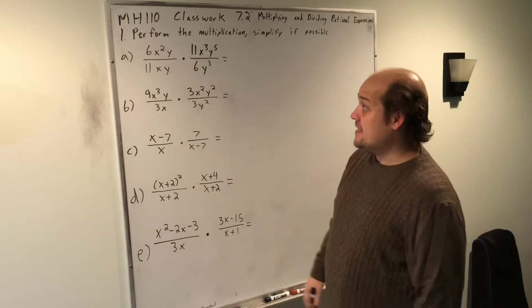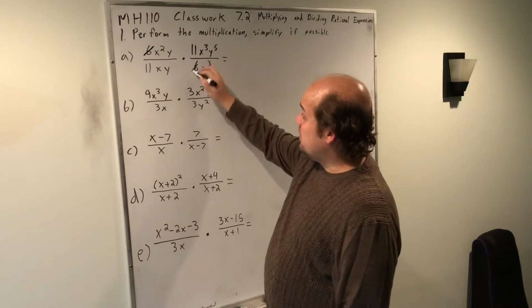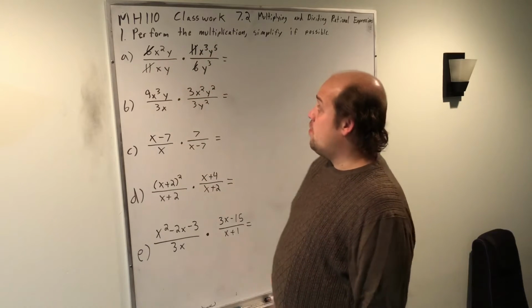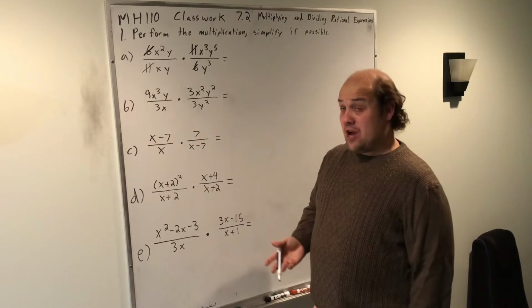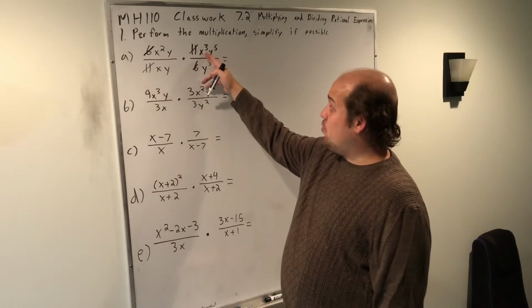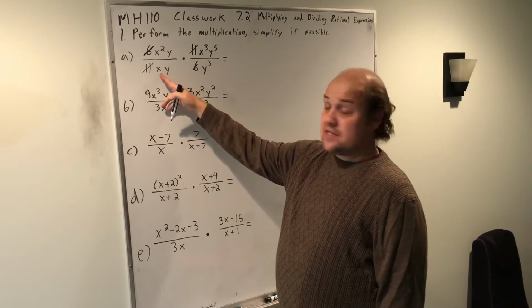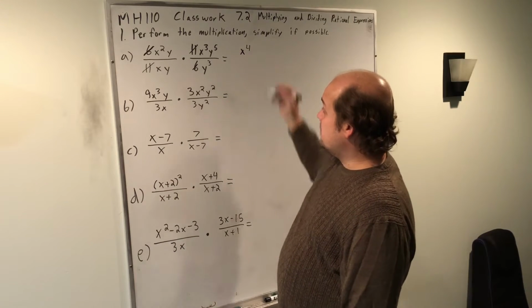So for instance, in this A, I see a 6 on bottom, a 6 on top. Those can go away. I see 11 on bottom, 11 on top. Those can go away. Now I kind of like to do what I call counting X's and counting Y's. So on top, I count 2 X's here plus 3 more X's here for a total of 5. On bottom, I only count 1 X. 5 minus 1 leaves me with 4 X's on top.